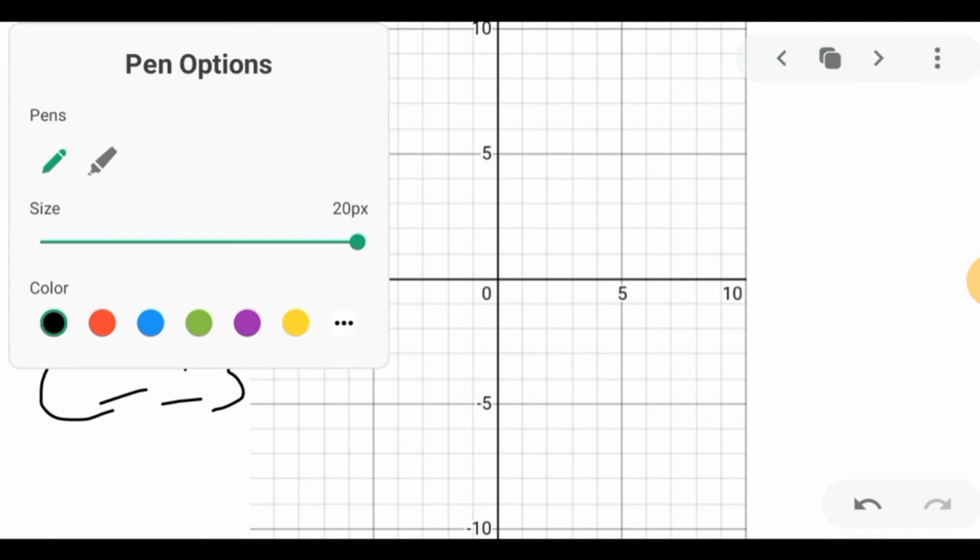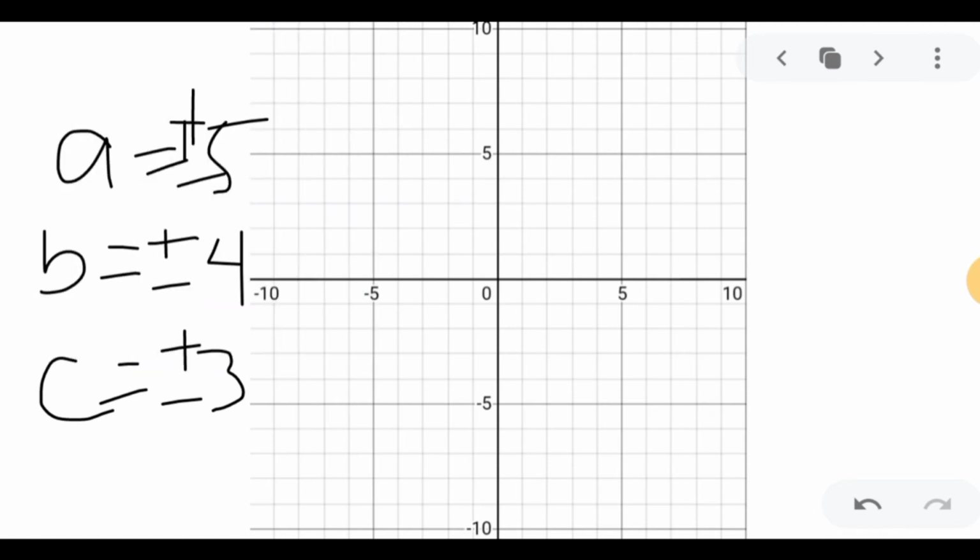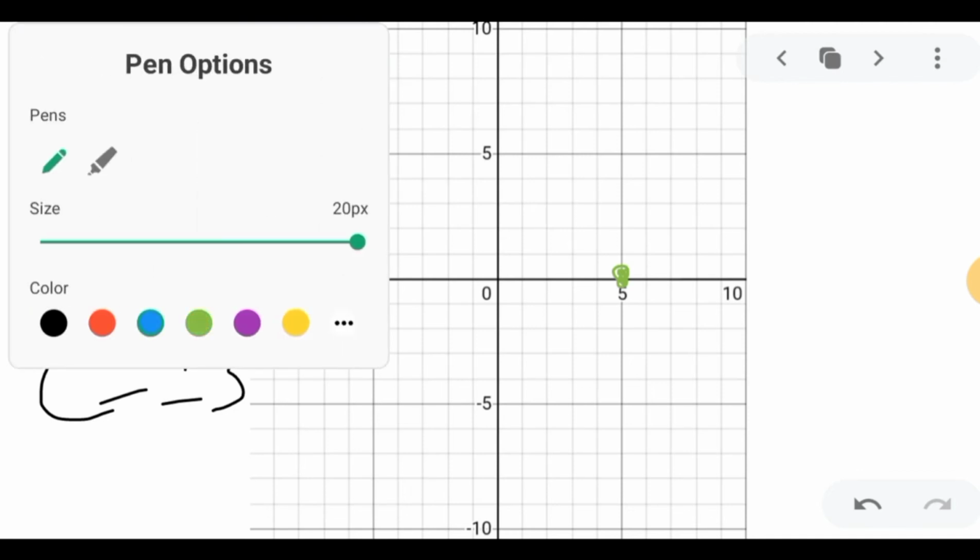Let us use a green. For a, since the major axis is on the x-axis, we will plot here. That is 1, 2, 3, 4, 5. So here. And on the other side as well, that is positive or negative 5. We plotted a on the x-axis because the a squared earlier was the denominator of x squared.